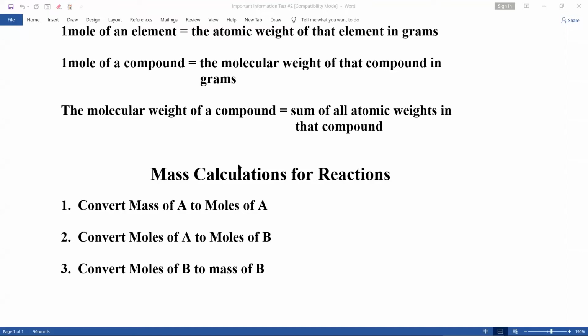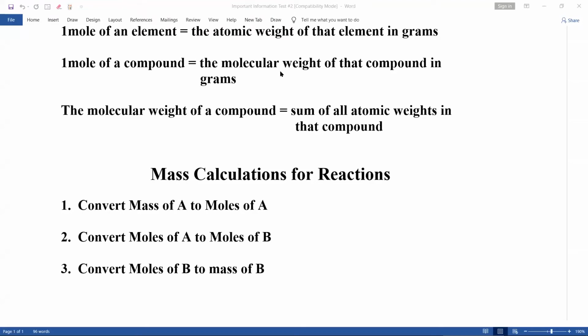Again, for these types of questions where you are given a balanced chemical equation and asked to go from grams to grams, that's mass or weight, you convert the weight or mass of whatever you're given to moles of that. You convert the moles of whatever you just calculated to moles of your answer, B. Then you convert the moles of B to the grams or mass of B.